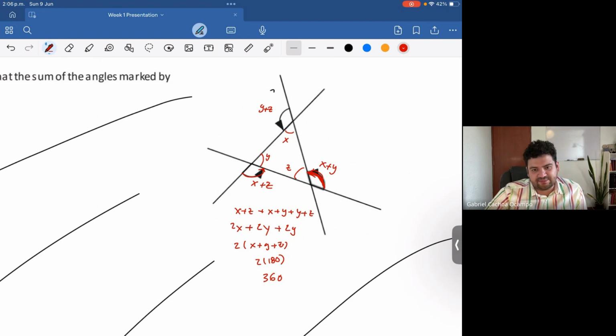You can write it in a two-column statement-reason format. Maybe we can write them without labeling the points, just labeling these angles. But no, because you need to label the exterior angle, no?